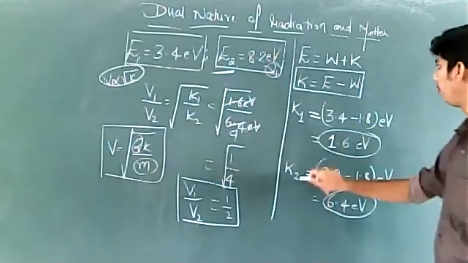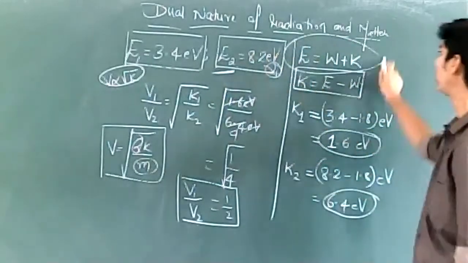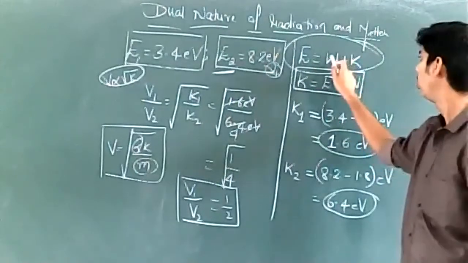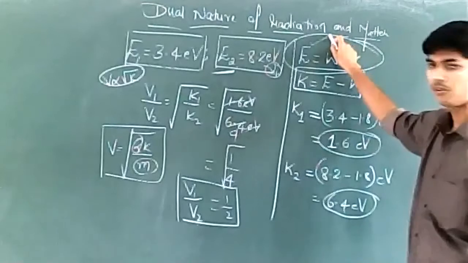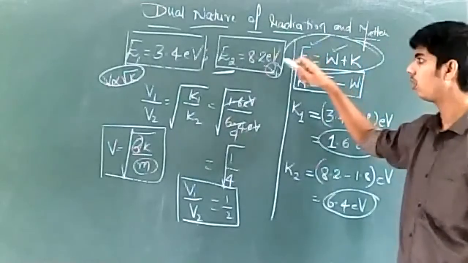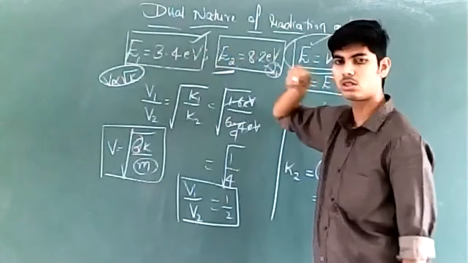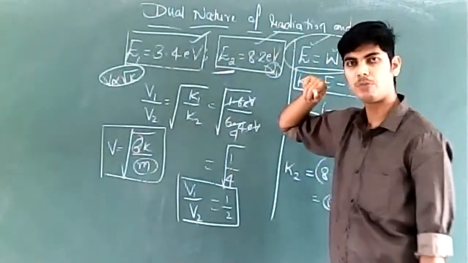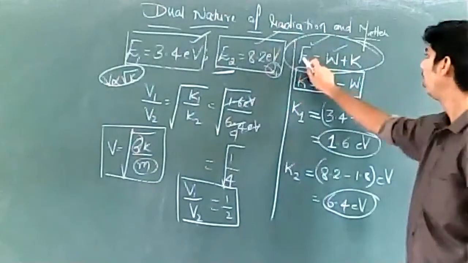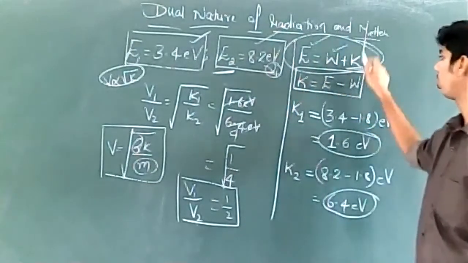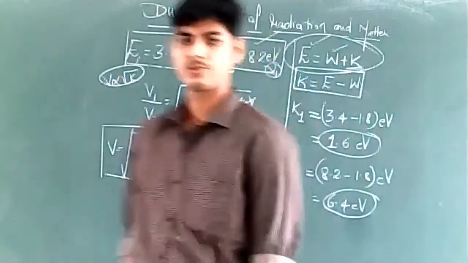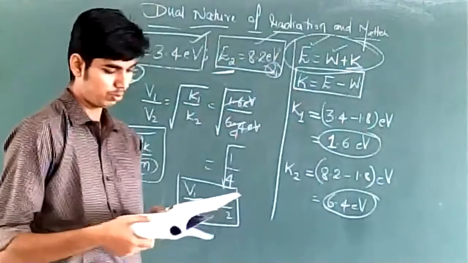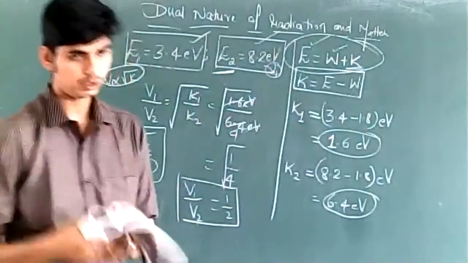K1 and K2 can be evaluated using Einstein's photoelectric equation. Energy of the photon is used in two ways: work function and kinetic energy. The work function is given, and the energy of the photon in each case is given. The first radiation has photons of energy 3.4 electron volts, the next radiation has photons of energy 8.2 electron volts. When energy and work function are known, kinetic energy can be calculated easily. So the option here is 1:2. The second option is right.